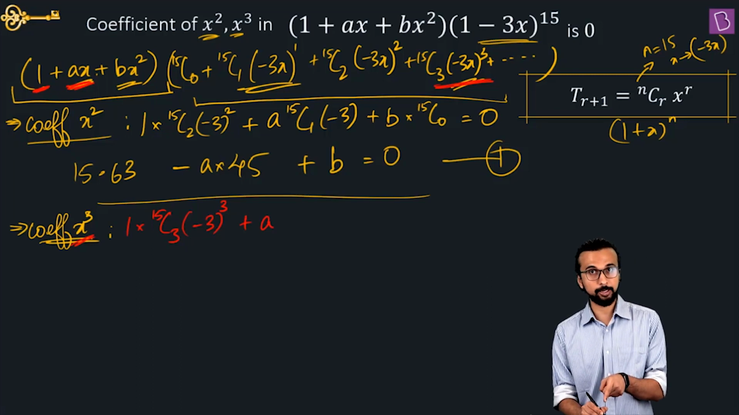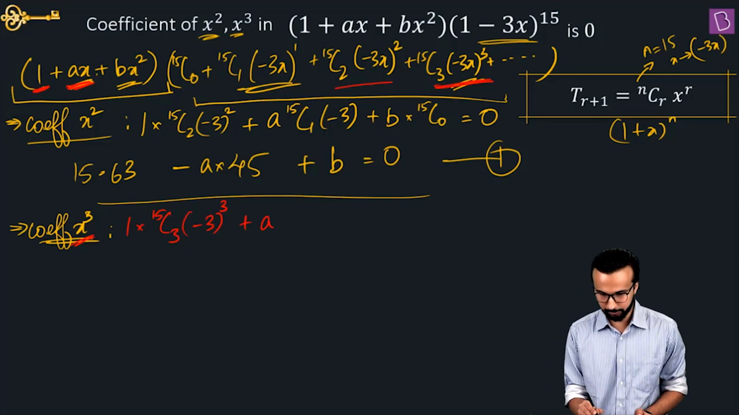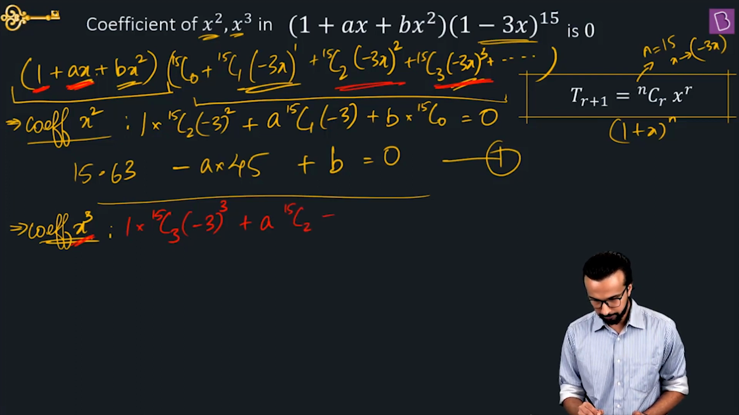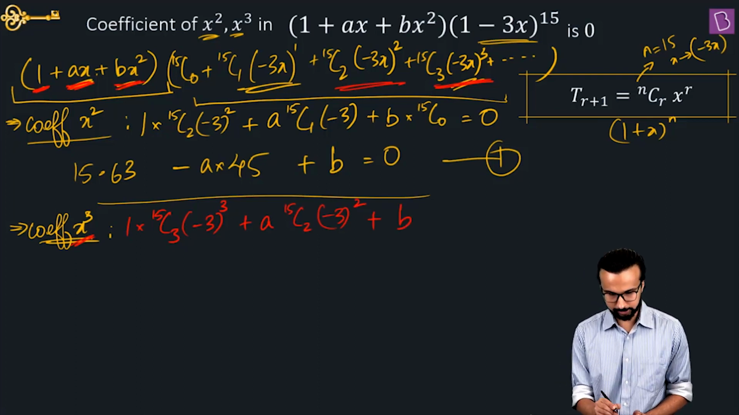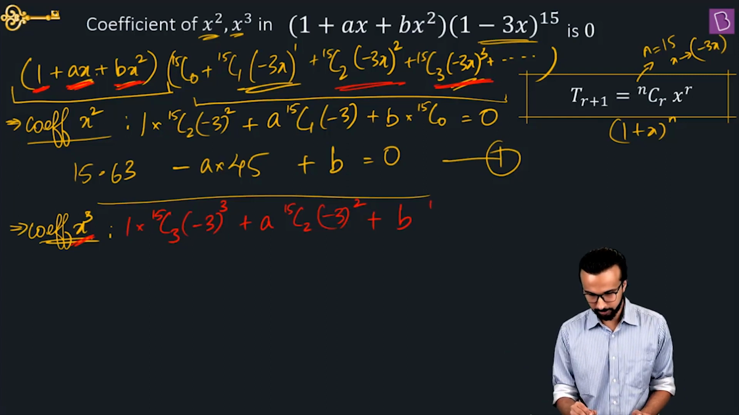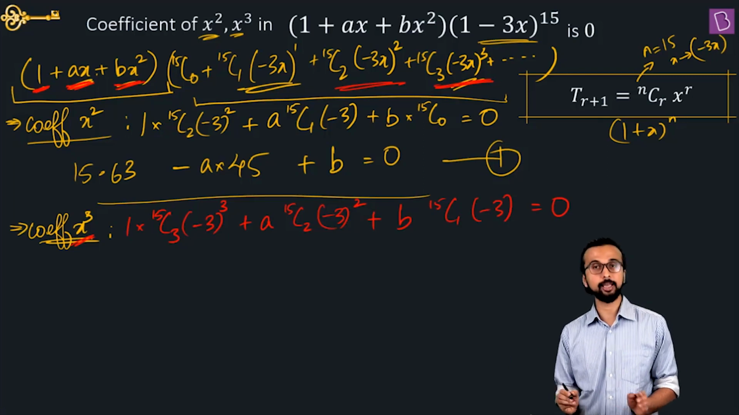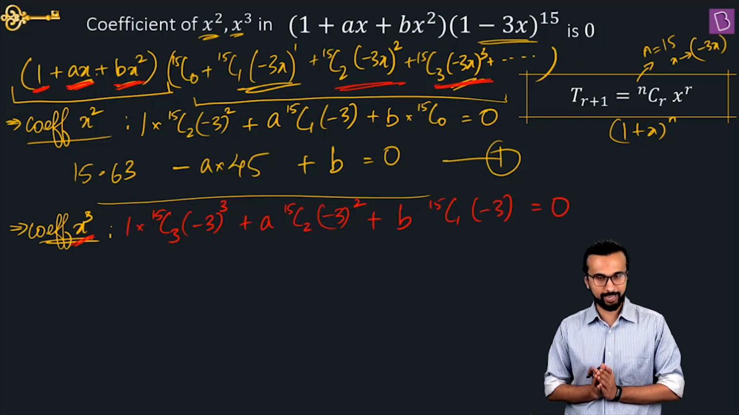So x has to be multiplied with the x squared term of the second part, which is 15C2 into (-3) squared, plus b into x squared, which has to be multiplied with the x term from the second part, which is 15C1 into (-3). And this whole thing comes to 0. That's what we already have here.